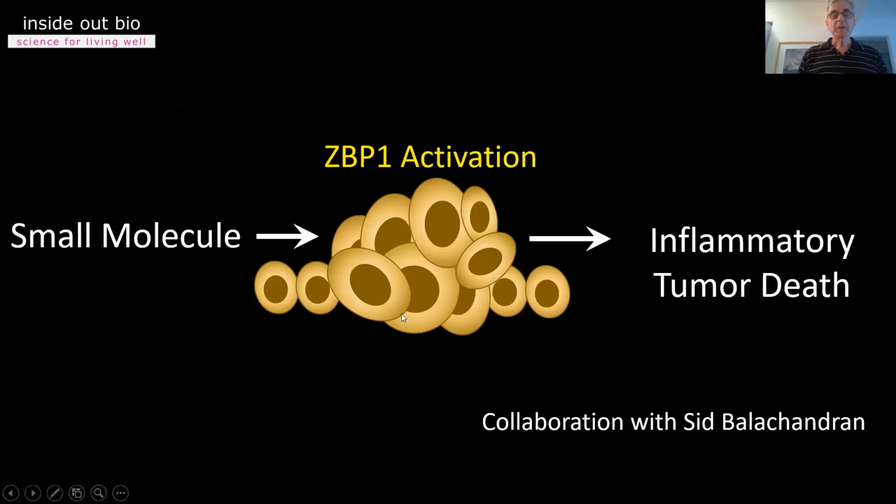We found a small molecule that can directly cause ZBP1 activation by inducing Z-DNA formation in the tumor stroma. And as a result of the inflammatory cell death, we found that in preclinical models, immune checkpoint inhibitors work much, much better once you activate Z formation with a small molecule. This work was done in collaboration with Sid Balachandran from Fox Chase Cancer Center.